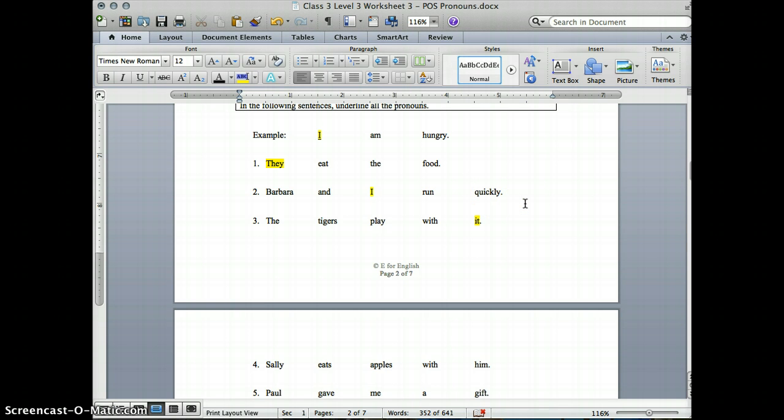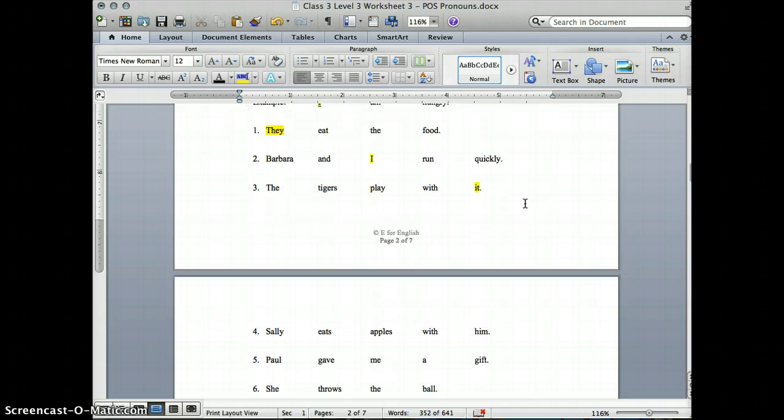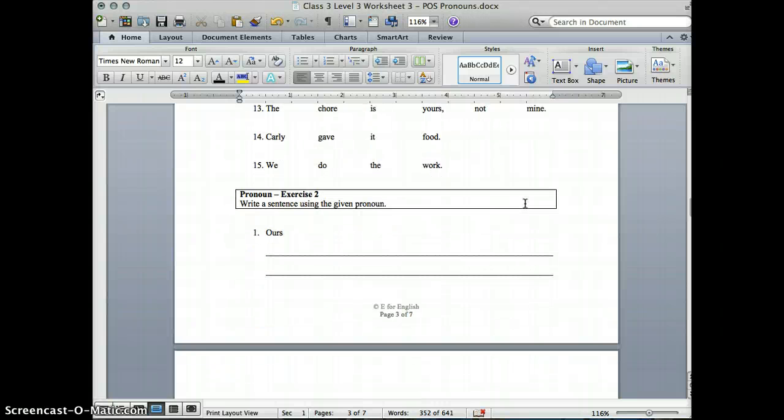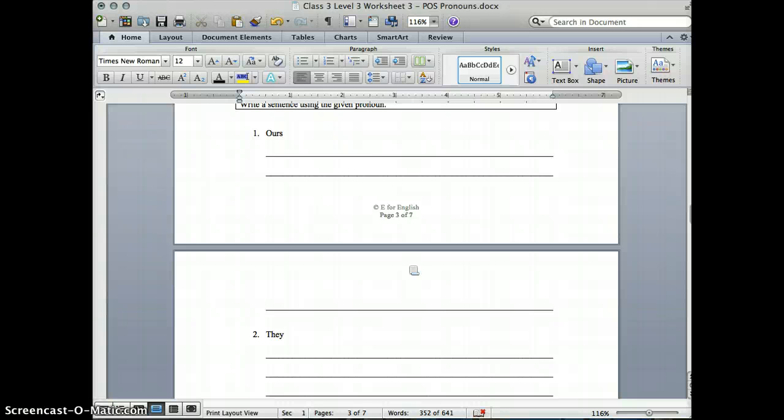So I want you to go ahead and do the rest of these examples in exercise 1. You can go back up to the definitions and check back if you forgot any of the pronouns. But for now, we're going to move on to exercise 2. So in these exercises, what you're going to have to do is write a sentence using the given pronoun. And now I want you to try and be creative, and I'm actually going to have you guys do these on your own because I think that you guys are definitely capable of doing this. And we're going to move on to exercise 3 and 4 because those ones are slightly more difficult.